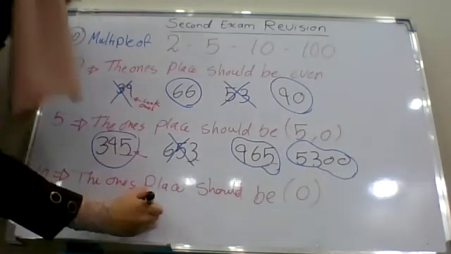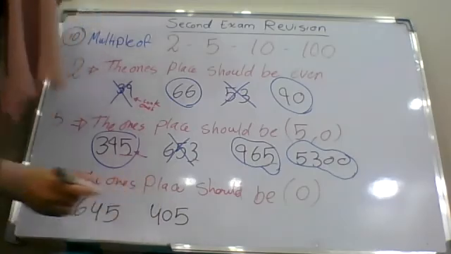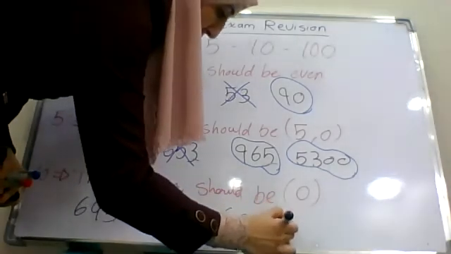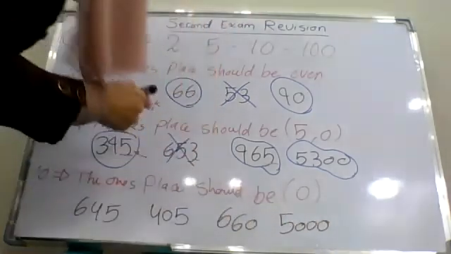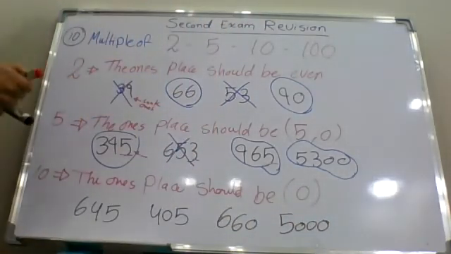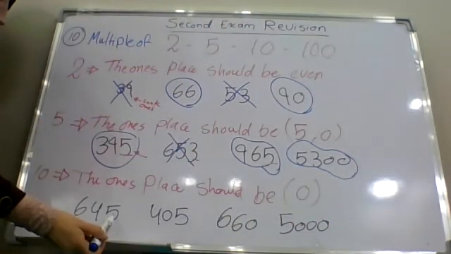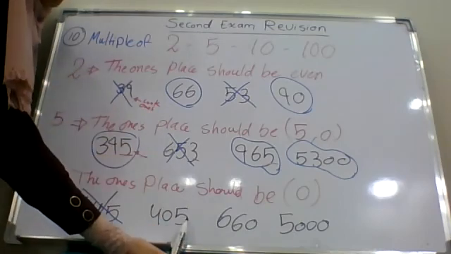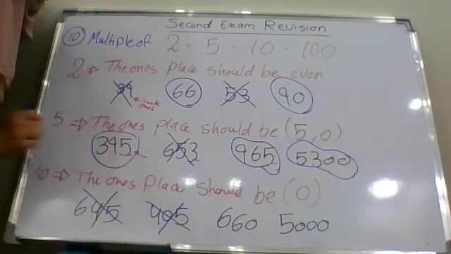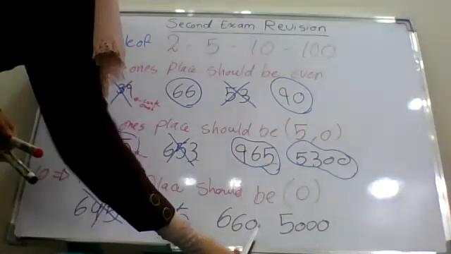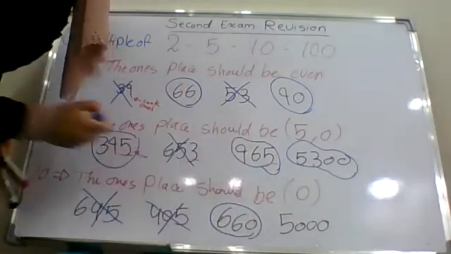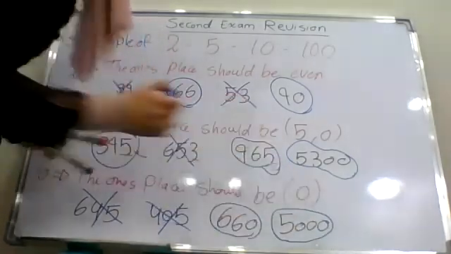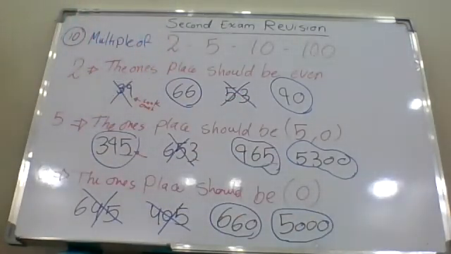And I have 405, 660, and 5,000. Okay, let's take a look. The ones place, is it 0? No, so this is not a multiple of 10. The ones place, is it 0? No, it's not a multiple of 10. The ones place, is it 0? Yes, so it's a multiple of 10. The ones place, is it 0? Yes, so it's a multiple of 10. So this is the rule for a multiple of 10.